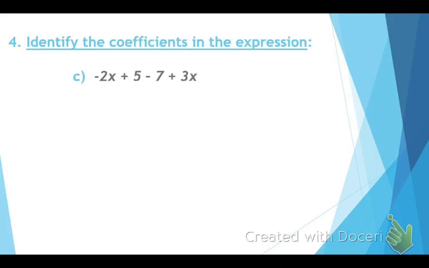This one's asking us to identify the coefficients. Tell me, what is a coefficient? The number part of a variable term. So if I'm looking at this, I can see those are my variables. I don't want to know the variable. I only want to know the number part. So what would that be? -2 and +3.